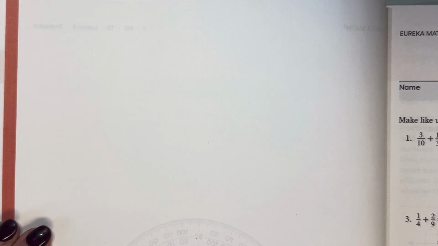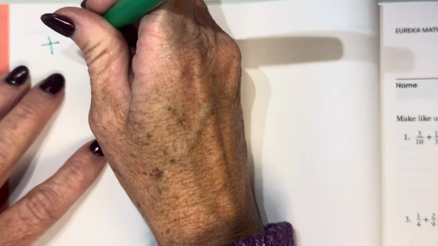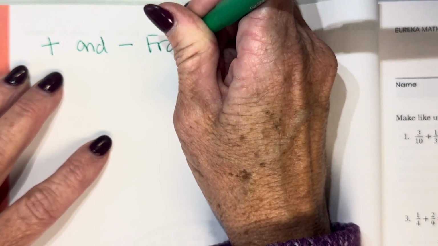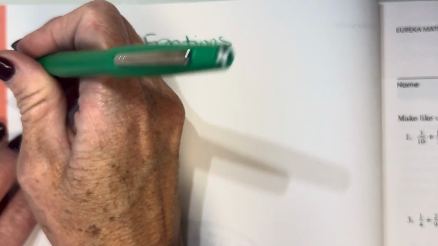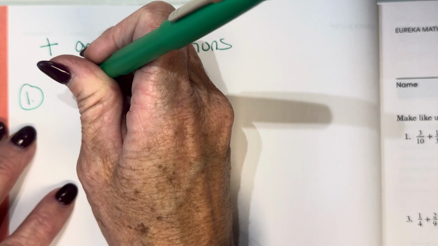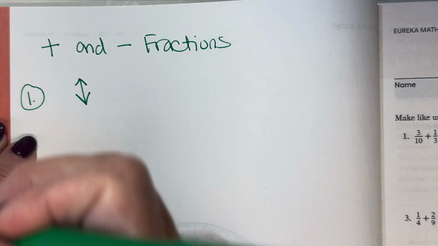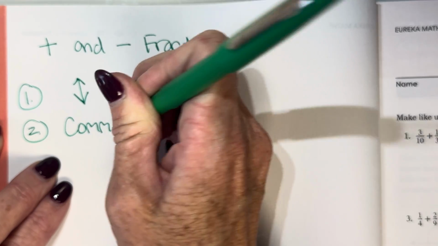So I'm using this blank page. I will take a few shortcuts, but I'm going to add and subtract fractions. So what are our steps? Well, our first step is, remember, we're going to set up our problem vertically. And we already have these steps written on page 46, but we're going to keep writing them until we get them down. Step 2 is we must have a common denominator.